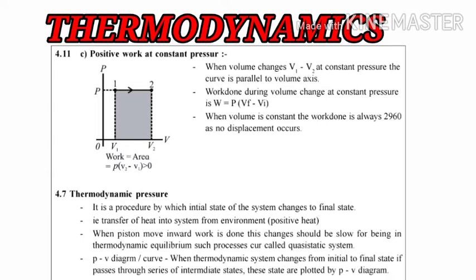So again we can say that the work done during the volume change at constant pressure will be P into ΔV, where ΔV is nothing but Vf minus Vi, meaning the volume has changed from initial to final. When the volume is constant, the work done is always 0, as there is no displacement. Neither does the piston move inward into the cylinder nor outward from the cylinder. So this will be condition C, the positive work at constant pressure.